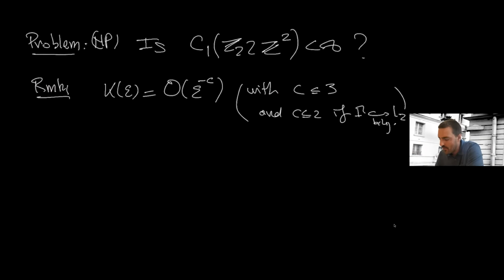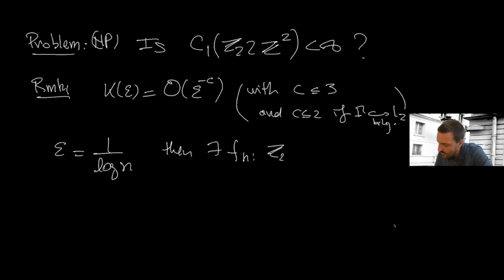So why is this important? This is important because if you take epsilon to be 1 over log of n, then what you have is a map from Z2 wreath gamma into L1 that satisfies the following inequalities.